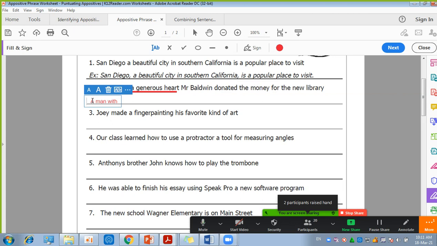Now I'm starting with the phrase: a man with a generous heart, comma. This is the phrase. I started the sentence with the non-essential appositive phrase. I can put the comma after the phrase, then Mr. Baldwin donated the money for the new library. That's right. And then to the end of the sentence, donated.